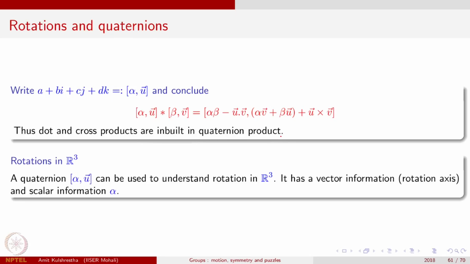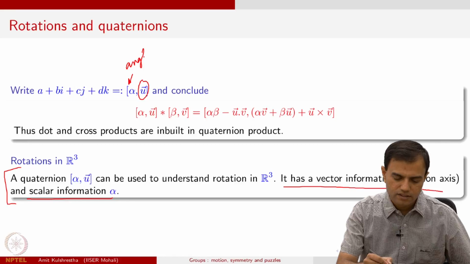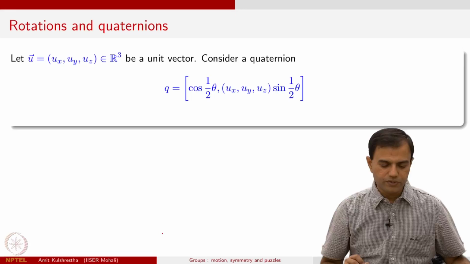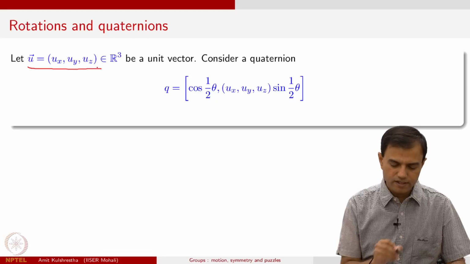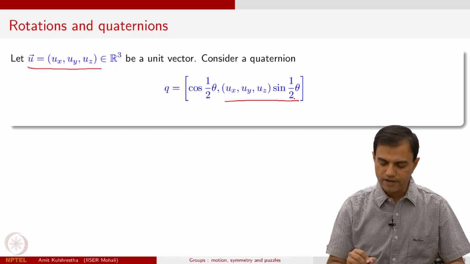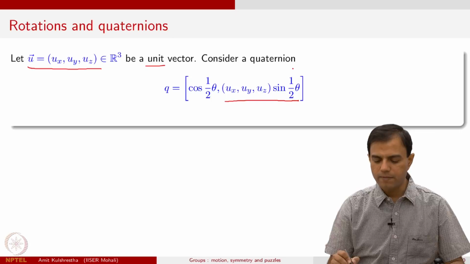And now we are going to see how a quaternion can be used to understand rotations. It has vector information, the vector is the rotation axis, and scalar information which is the angle. So this is the angle and this is the axis. Both pieces of information are there in this. This is how rotations can be understood via quaternions. You have a vector and you have an angle theta, and I am asking you to consider this quaternion. For the vector part, take the unit vector and multiply by sine theta by 2, and consider the scalar part to be simply cos of theta by 2.